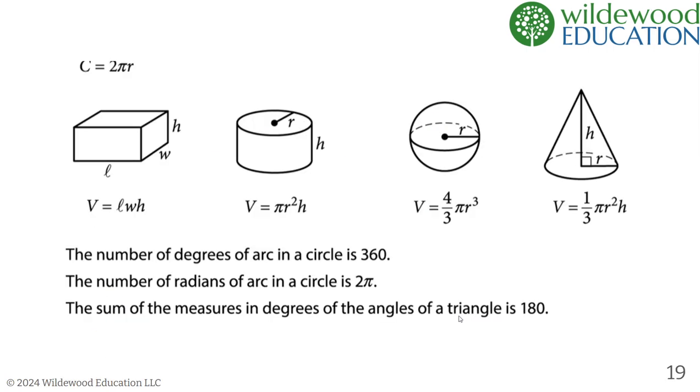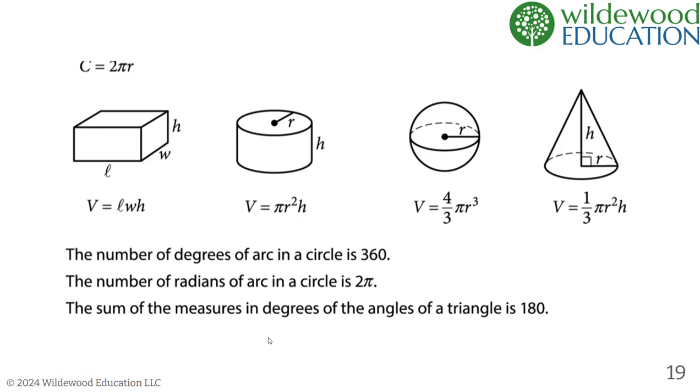Firstly, I want you to see what's given in the provided reference sheet at the beginning of the test. You'll see down here that the number of radians of arc in a circle is 2 pi. And we also see the number of degrees is 360, probably something you already know. Let's just remember that as given.